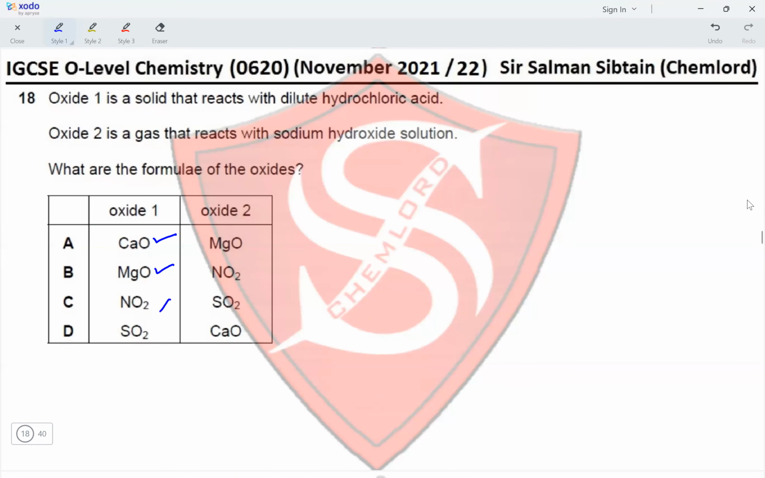NO2 and SO2 are gases, so they cannot be oxide 1, because oxide 1 is a solid. Now, oxide 2 should be a gas. So in option A, we've got MgO. MgO is a solid. So option A gets eliminated. And oxide 2 is a gas that reacts with sodium hydroxide. NO2 is an acidic gas that would react with sodium hydroxide, making option B the correct option for this question.